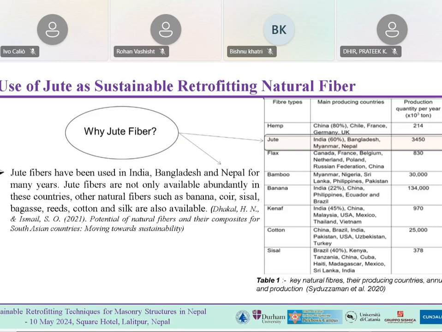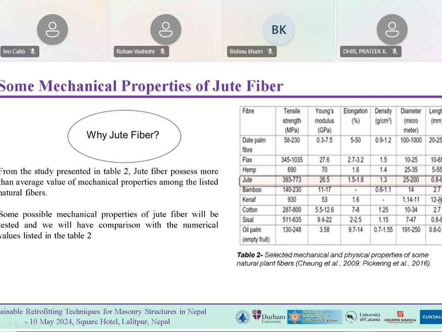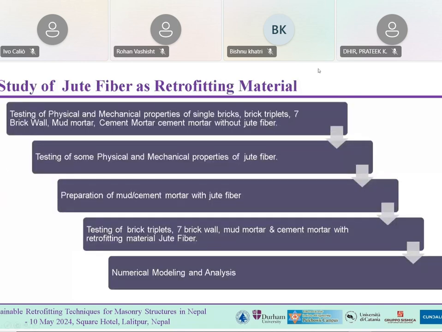And there are some studies about the mechanical properties of jute fiber as well. It has more than average performance among various fibers, considering mechanical and physical properties. That's why we are trying to use it as a viable material. So these are the studies. How will we perform our studies?